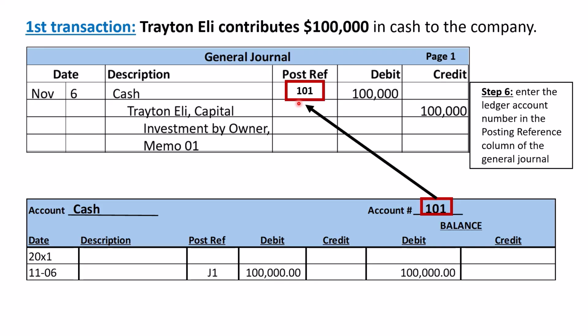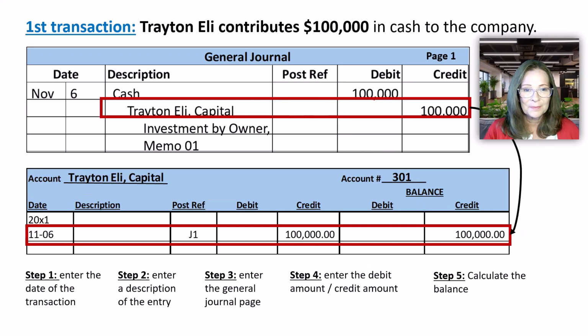Now, in a computerized accounting system, the general journal would have the word posted in the status column, but we're not finished yet. We still need to manually post the second line of our entry. We pull up the general ledger account for Trade and Eli Capital and follow the same steps.